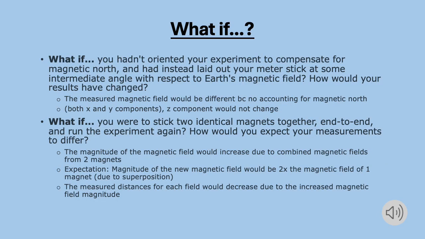Finally, I'll just take some time to address the what if questions. So what if you haven't oriented your experiment to compensate for magnetic north? Well, the measured magnetic field will be different because there's no accounting for the magnetic north, in both the x and y components, but the z component wouldn't change because we're not going up and down. And then finally, what if you were to stick two identical magnets together end to end and run it again? Well, the magnitude of the magnetic field would increase due to the combined magnetic field from two magnets, so it would be 2 times essentially.